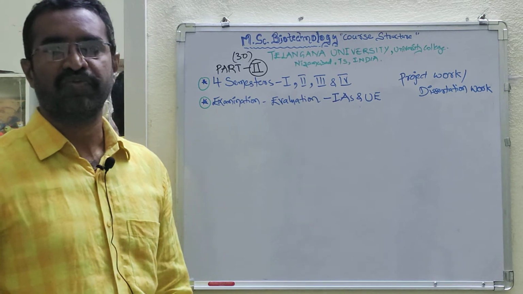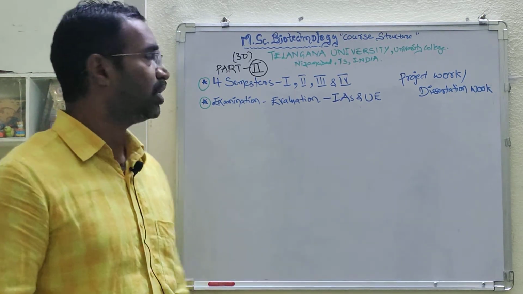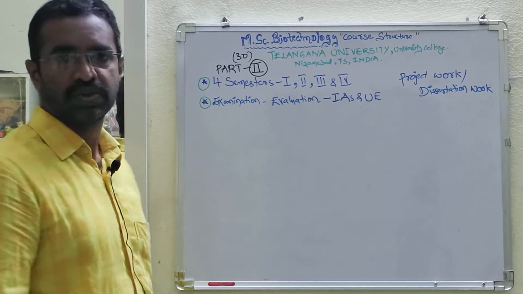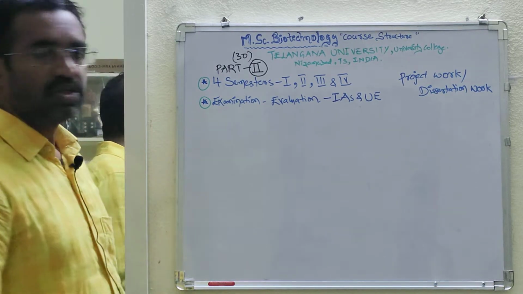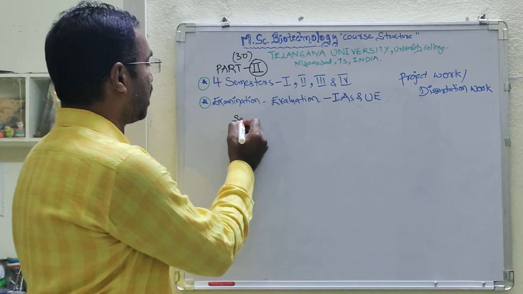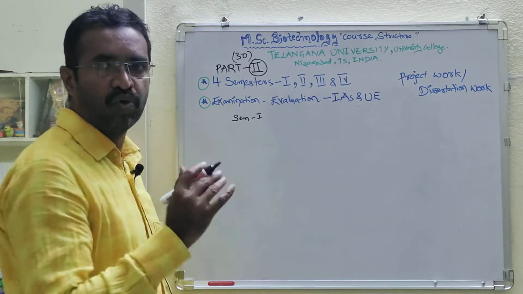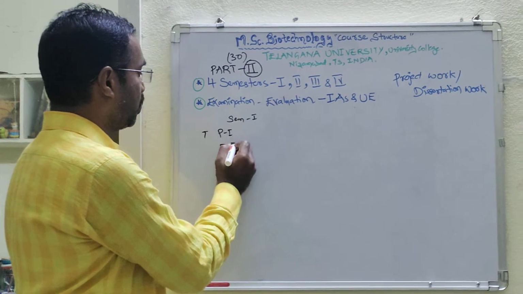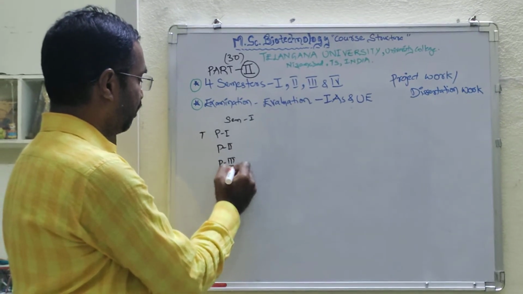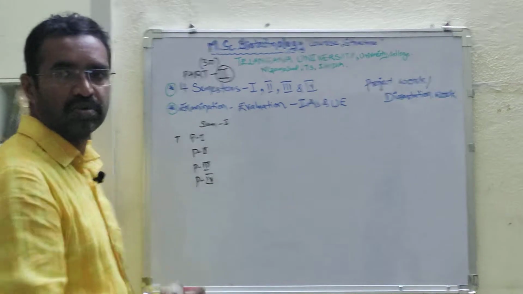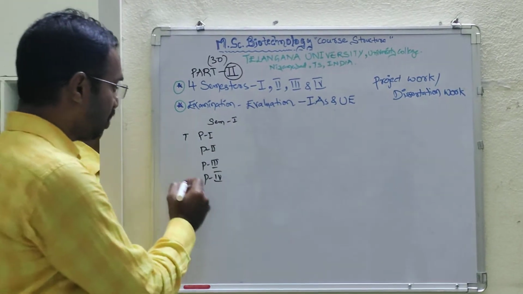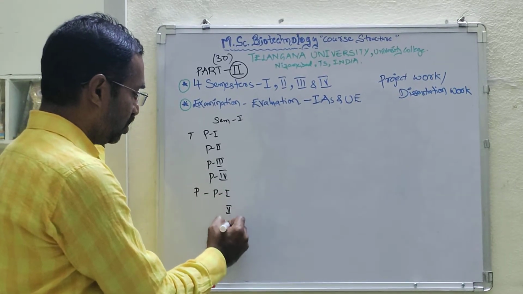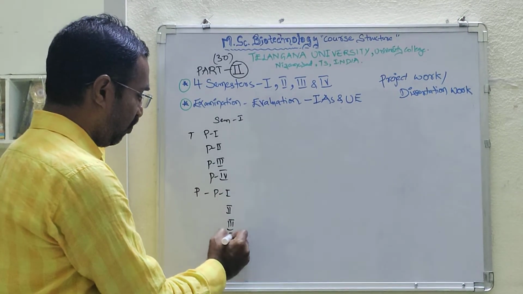So I will give some more very clear details regarding the 4 semester system under the M.Sc Biotechnology course structure. Each semester, for example Sem 1, has 4 theory papers: paper 1, paper 2, paper 3 and paper 4. Apart from that, this semester also has practicals: practical 1, 2, 3 and 4.